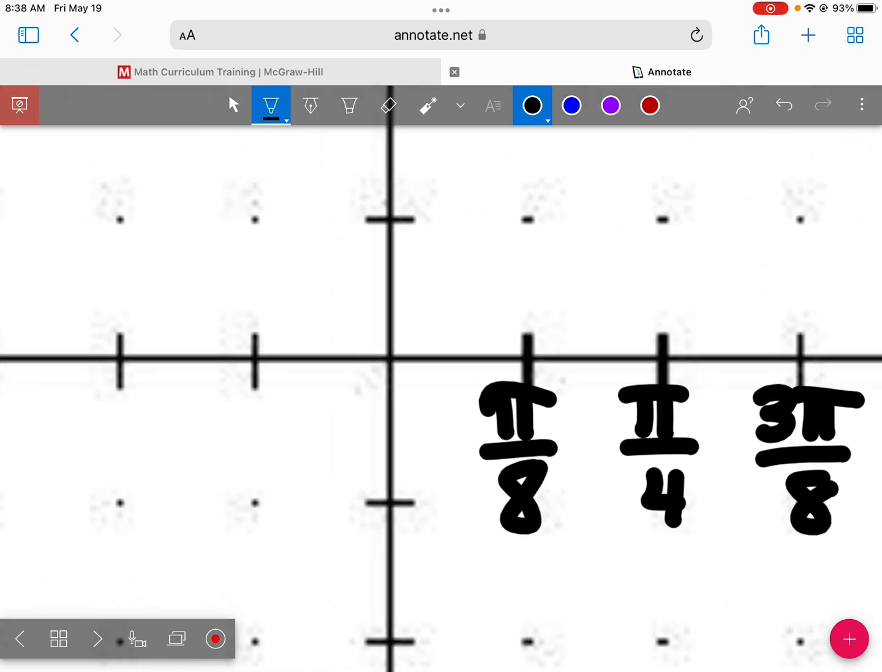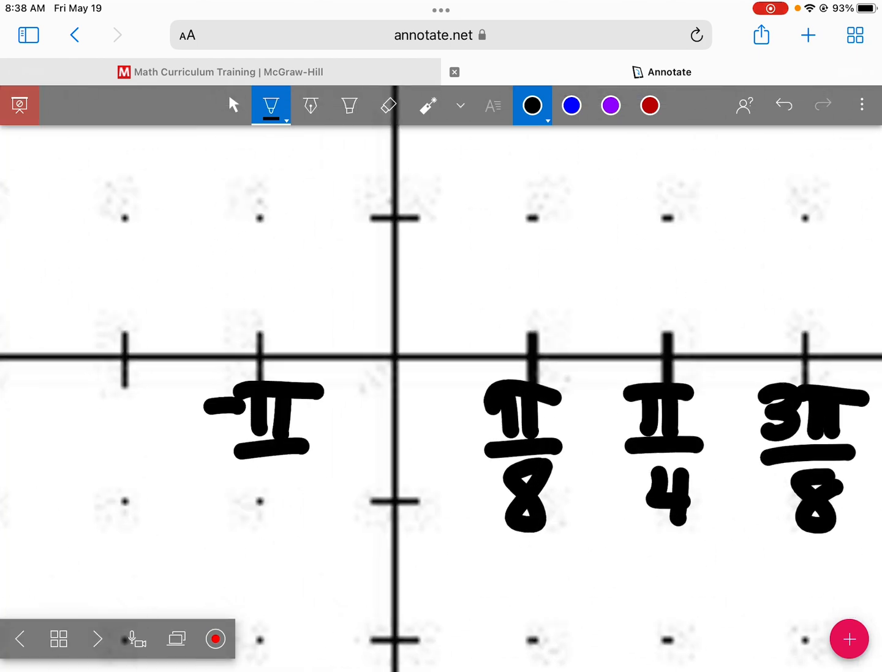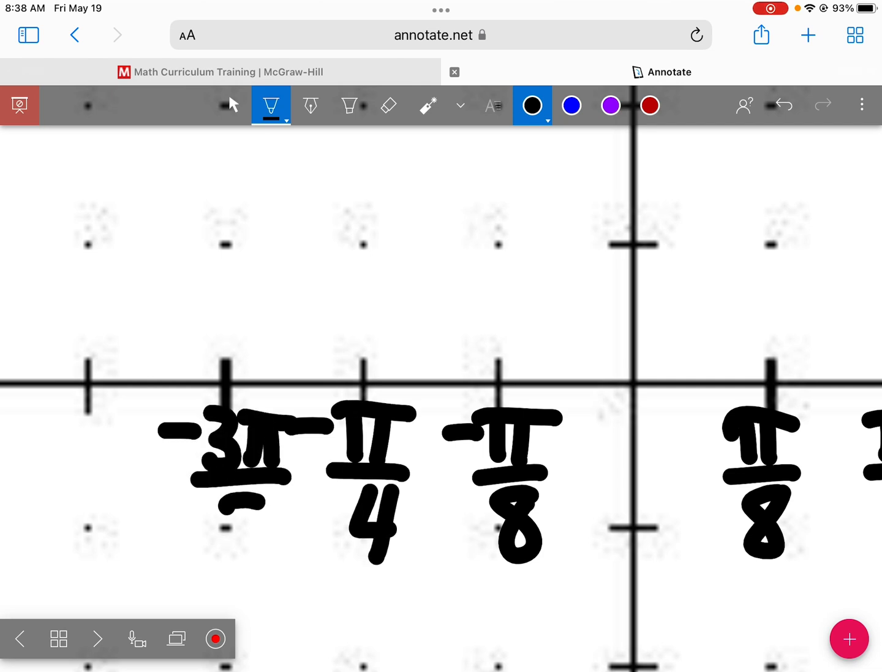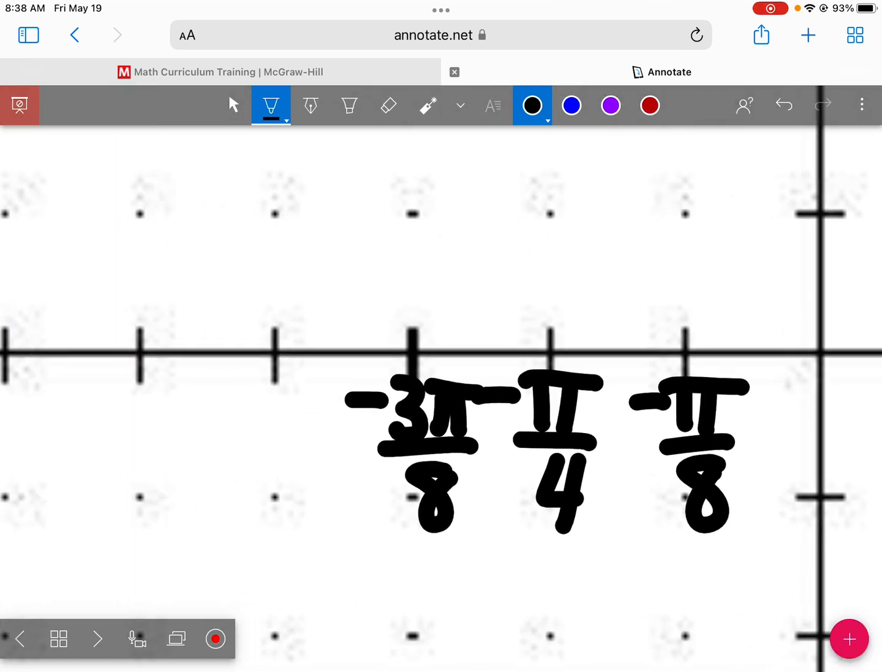I am going to take it backwards. Negative pi over 8, negative pi over 4, negative 3 pi over 8, negative pi over 2. I think I can go ahead and stop right there.